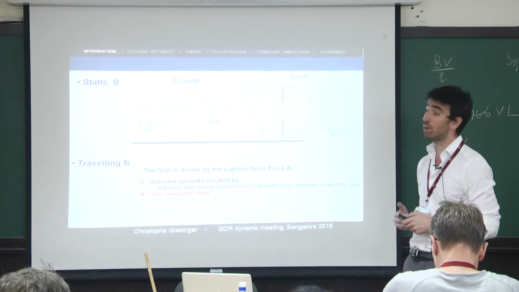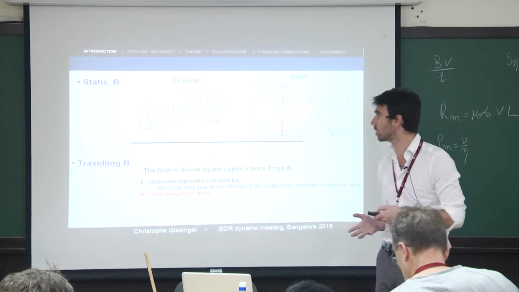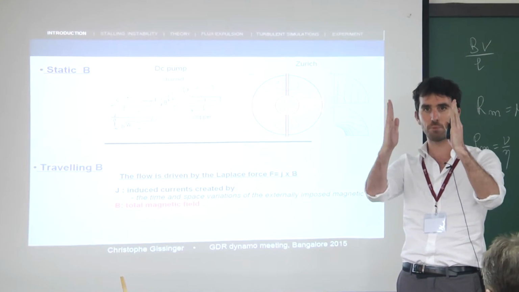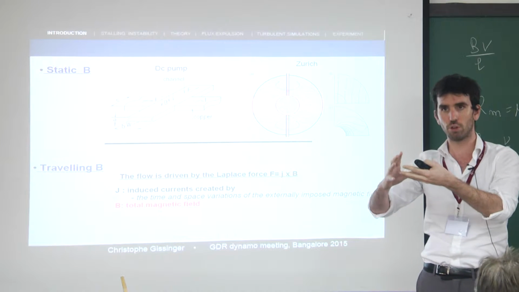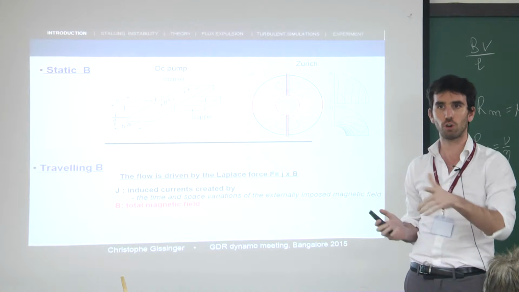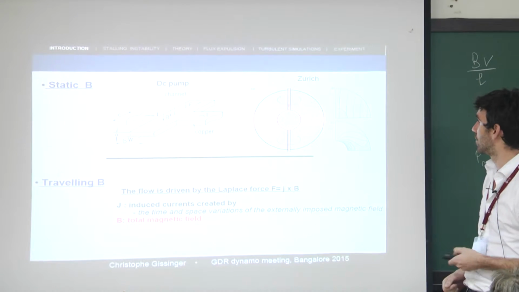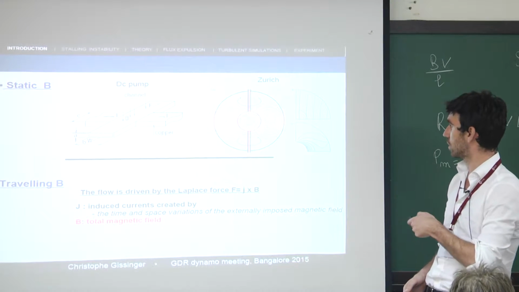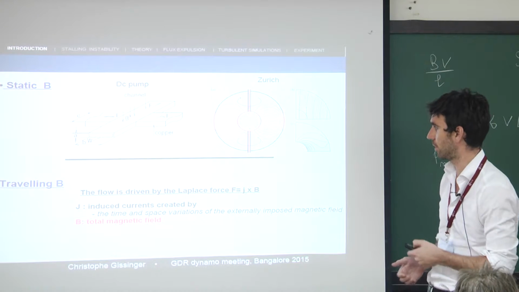Okay, so when we talk in general about electromagnetic driving, people think about the classical case of a DC pump. When you have an homogeneous static magnetic field, you're also imposing with some electrodes an electrical current, and so you have your Lorentz force J cross B who drives a flow. This is, for instance, what's happening in the Zurich experiment, where they use currents to drive an azimuthal velocity field.